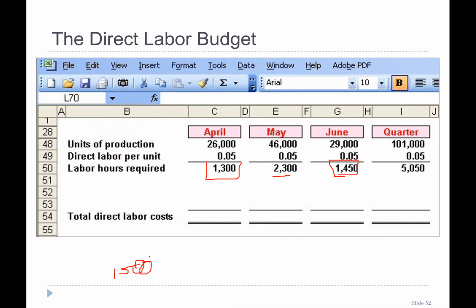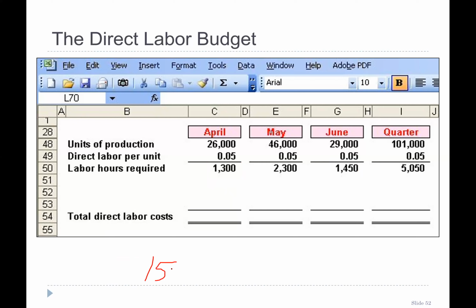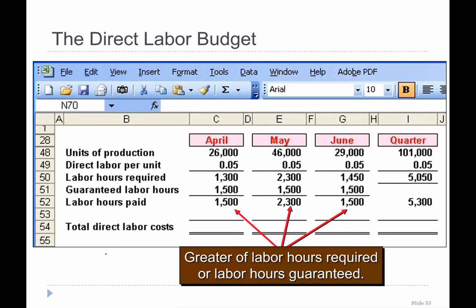Sorry about my writing, guys. My pen is not responding. Wait. Based on 1,500, we replace it with 1,500 here and 1,500 here. So we replace with guaranteed labor hours payments of 1,500. So you see here, if the no layoff policy wasn't there, we would be paying according to 1,300 and 1,450.